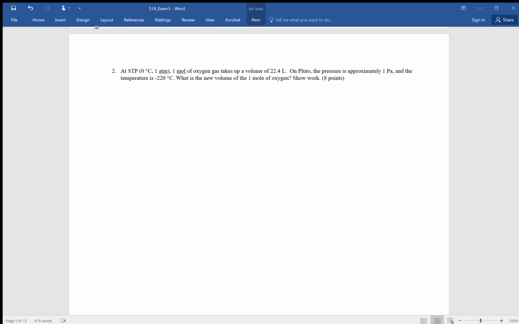Alternatively, we could solve this as an ideal gas law problem, and that's the way I'm going to approach it here. So PV equals nRT. We're looking for volume, so volume is equal to nRT over P. Now I'm going to start filling in the terms.